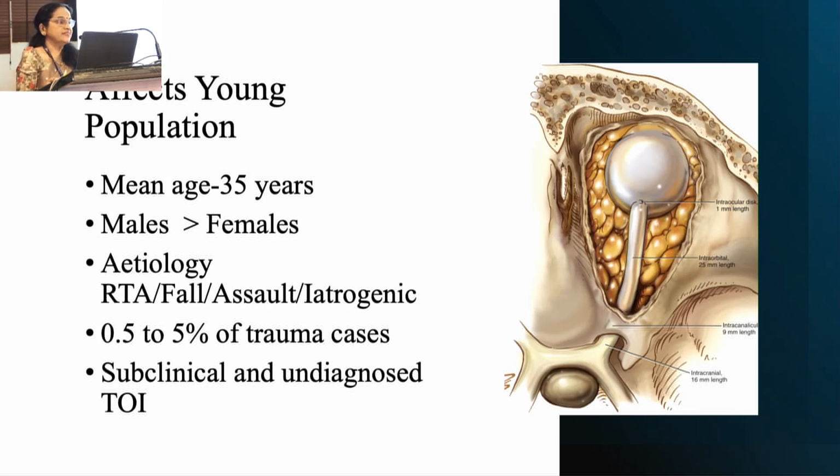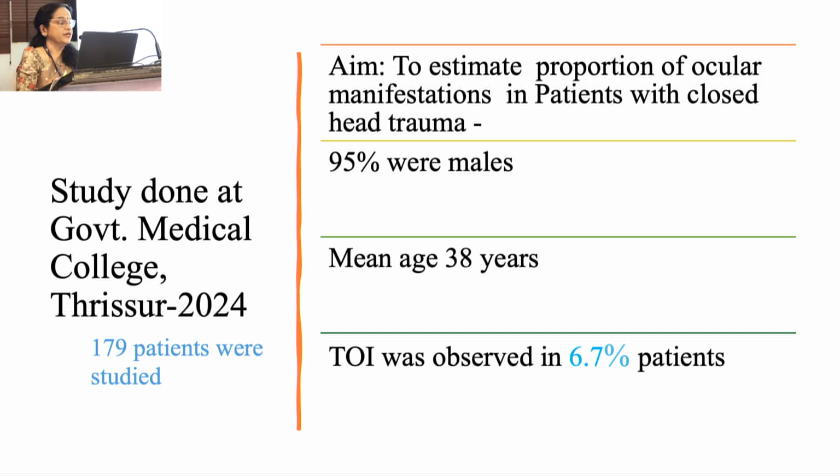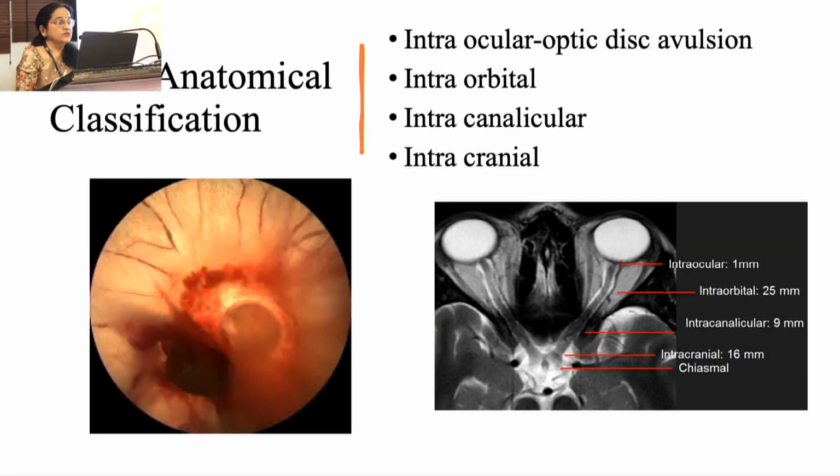In a patient with severe head injury, an established TON or a subclinical TON may be easily overlooked. That's what we saw in the study done in 2024 in Government Medical College Thrissur, where 179 patients admitted in the ICU with closed head trauma were studied, and we found that about 6.7% of the patients had TON. So this is the anatomical classification according to the part involved.